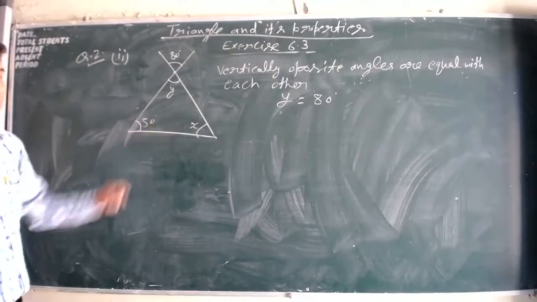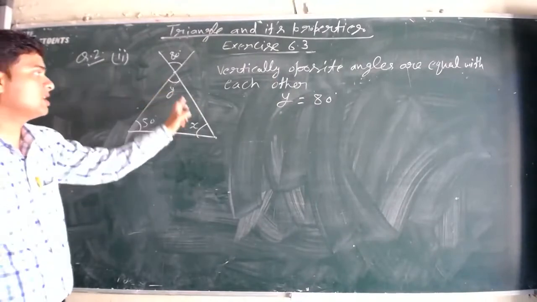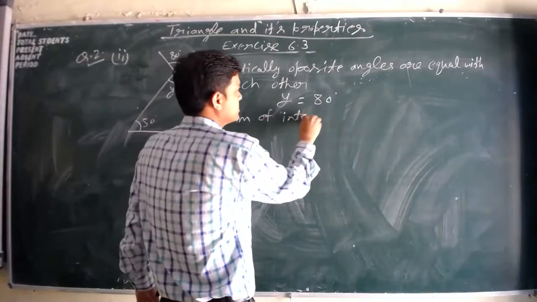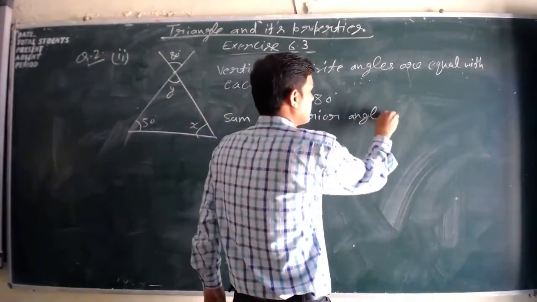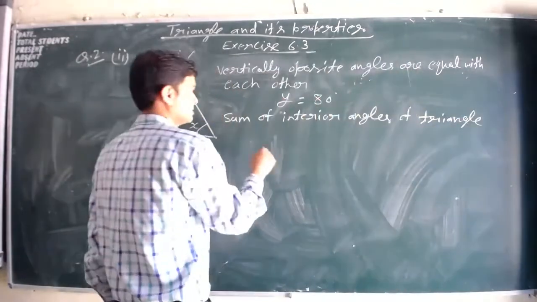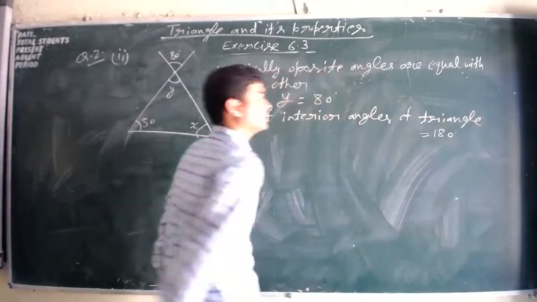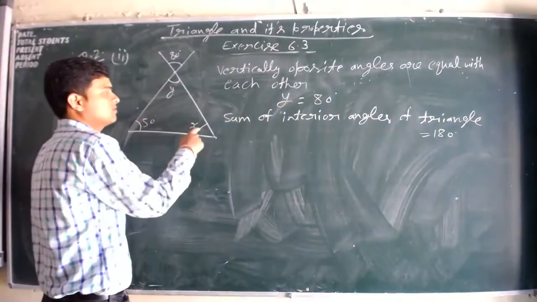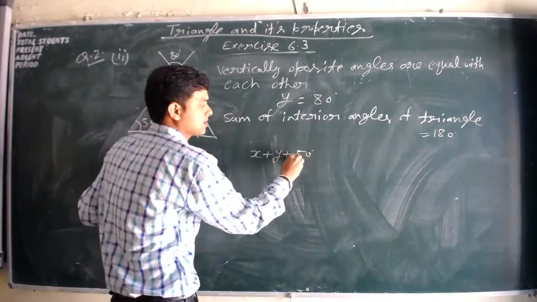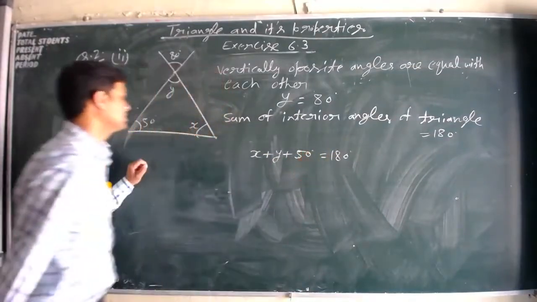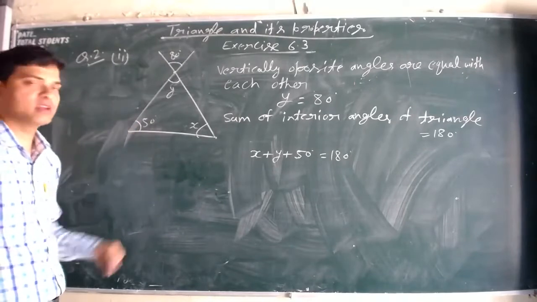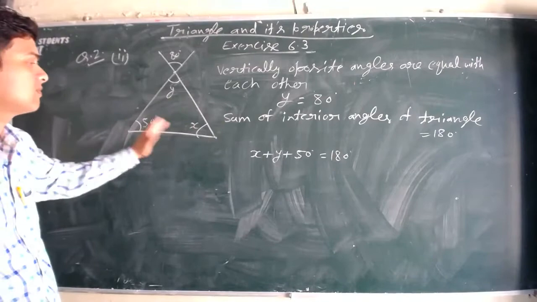Now, the value of x. We know that the sum of interior angles of a triangle is equal to 180 degrees. Now the sum of these three interior angles, x plus y plus 50 degrees, is equal to 180 degrees. There is a misprint in my book; it is not clear whether this is 50 or 60. If it is 60, work according to 60; if it is 50, then 50. So x plus y plus 50 is equal to 180 degrees.